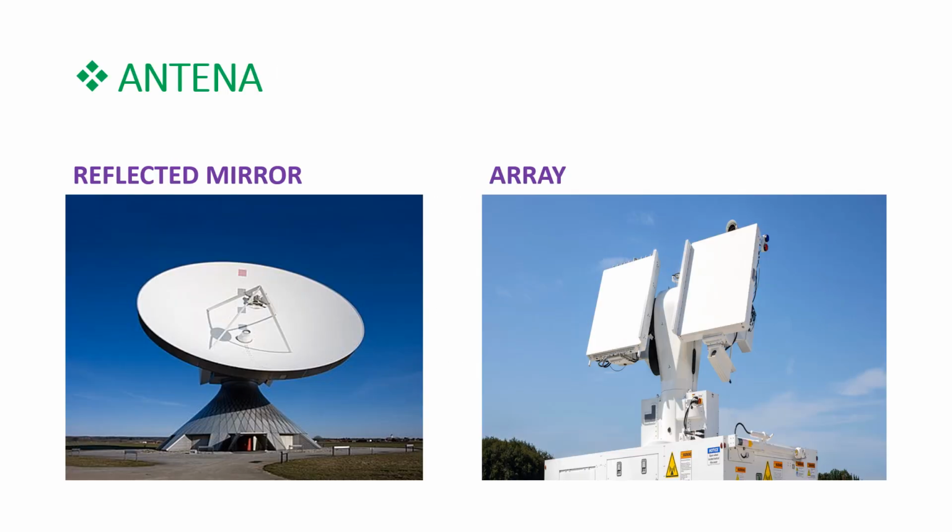Radar systems employ various antennas, including reflector type and array type, each suited for a specific application. The antenna focuses and directs the transmitted waves while receiving the reflected signals with precision. So the antenna is an important component of the radar system.